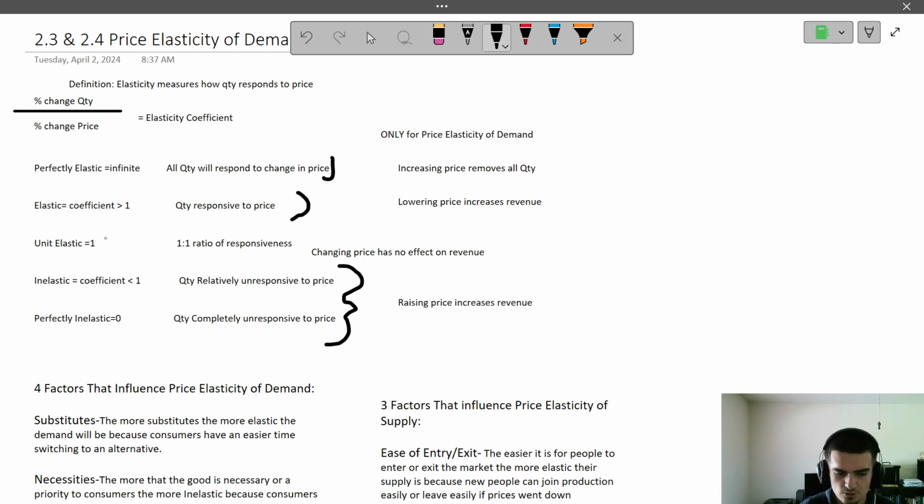Next is unit elastic, or unitary elastic, and that's where your elasticity coefficient equals exactly 1. That's a 1-to-1 relationship between quantity and price. So if you raise the price 10%, then quantity will decrease 10%. So changing the price on a unitary elastic good will have no effect on revenue.